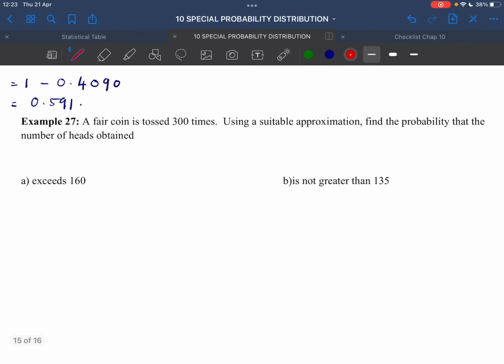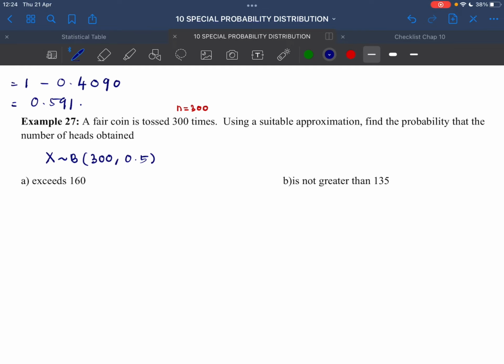Okay, now let's see the next question, example 27. A fair coin is tossed 300 times. So you know that this is a binomial distribution because it gives us n equals 300. Discrete. The question doesn't say normal distribution. It says using a suitable approximation, but we know that we have to use normal distribution. Find the probability that the number of heads obtained. So from binomial, we have n equals 300, and a fair coin is tossed. We want to find the number of heads, so that is your X. The probability of getting heads is 0.5.